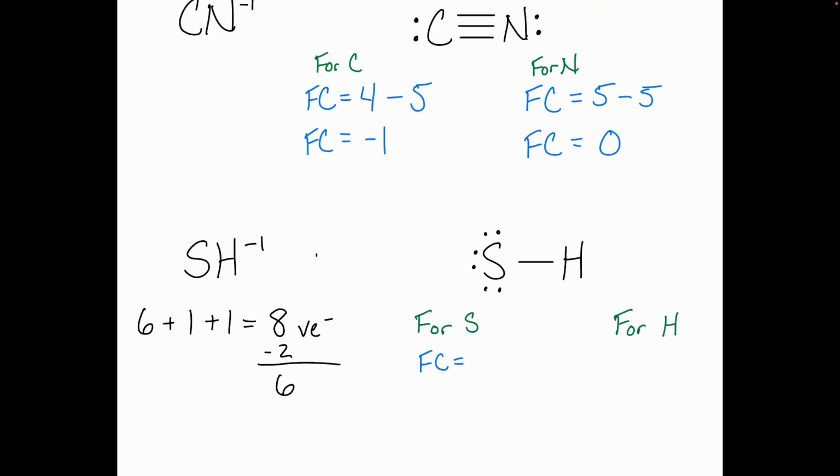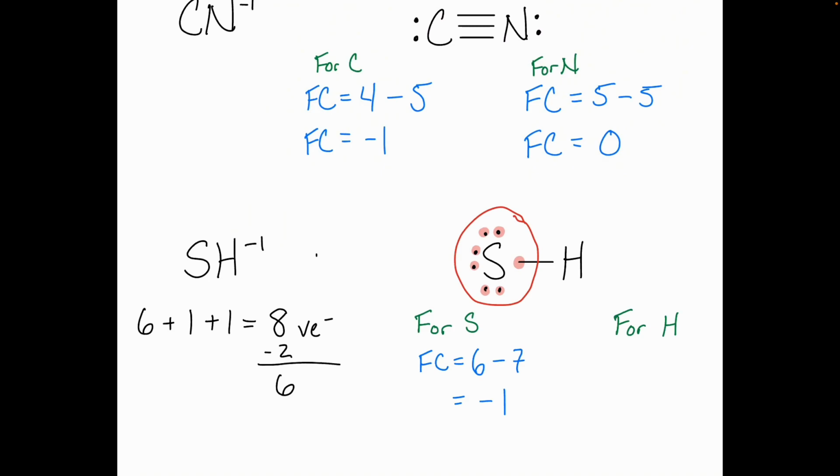Sulfur, according to my periodic table, has 6 valence electrons. If I draw a little circle around sulfur in my molecule, how many electrons do I see in that circle? I'm going to count all of my lone pair electrons, 1, 2, 3, 4, 5, 6, and half of every covalent bond, so just 1 electron there brings me to 7. So my sulfur has a formal charge of -1 in this molecule.